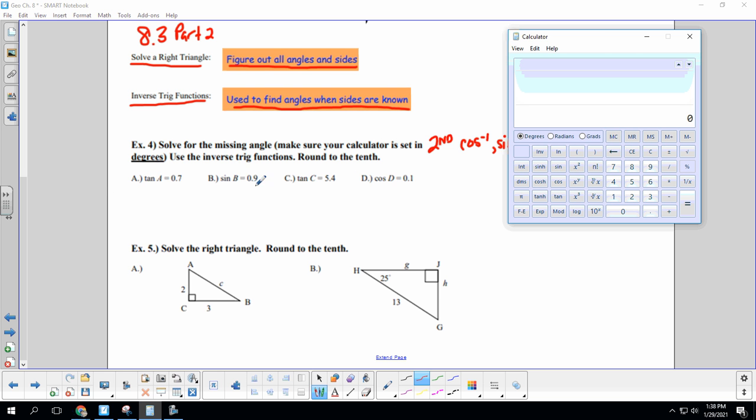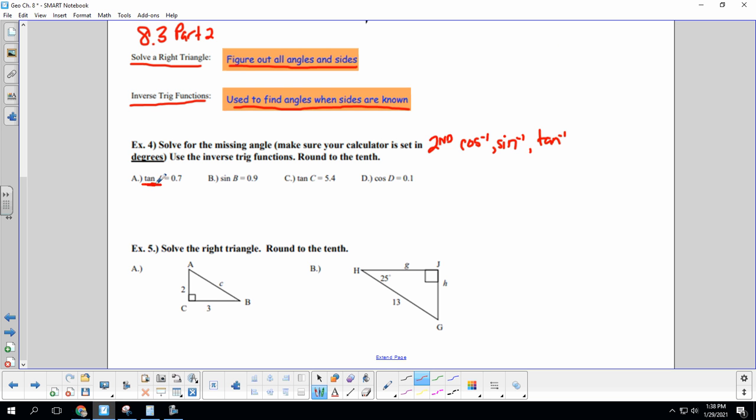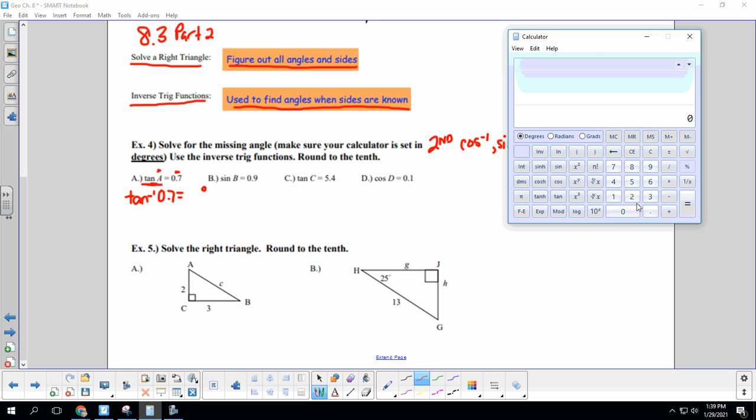So let me do these 4 examples for you so you can see how to use your calculator and do it on your own. So this question is asking us what angle A has a ratio of opposite over adjacent that equals 0.7. So we are going to put that in our calculator, inverse tangent of 0.7, and what it's going to give out to us is an angle. Make sure you're in degrees. So my calculator likes the 0.7 first, and then I'm going to go inverse tangent.